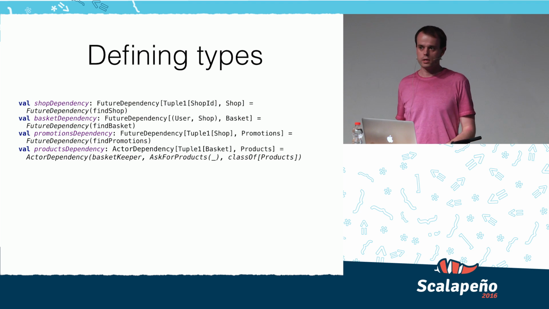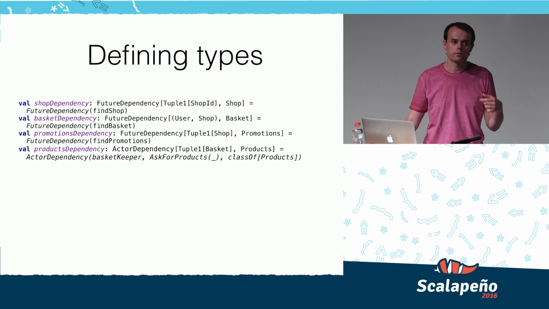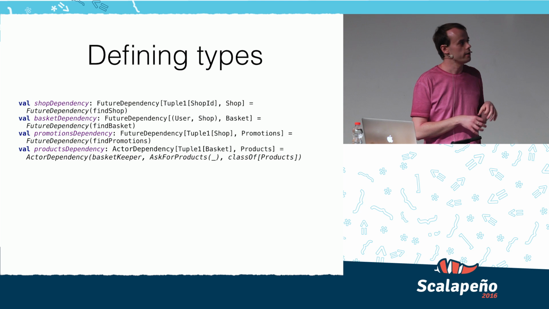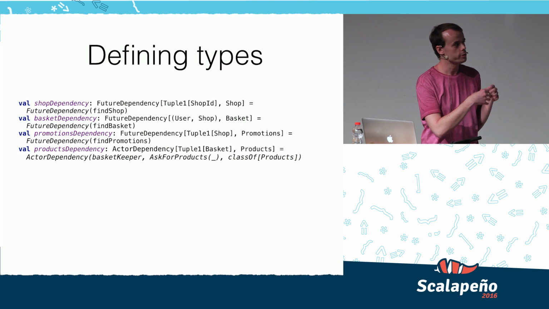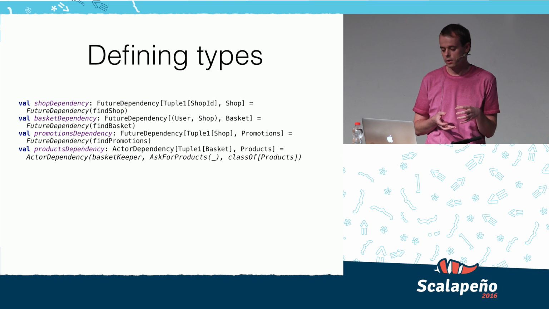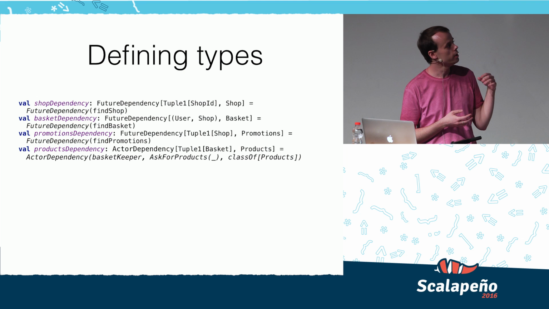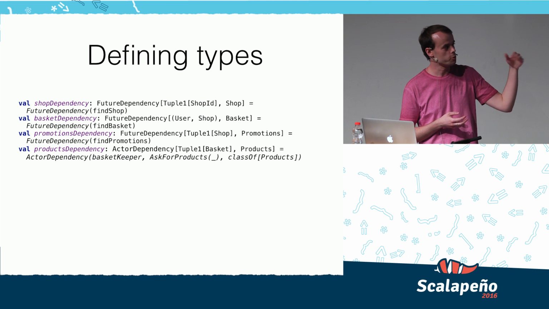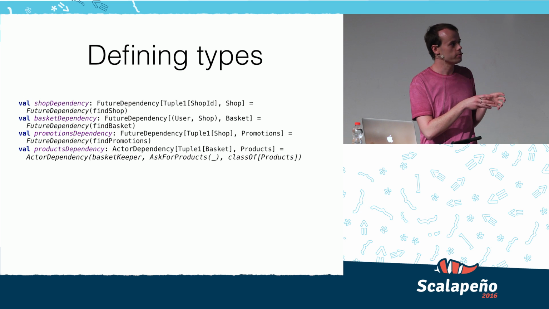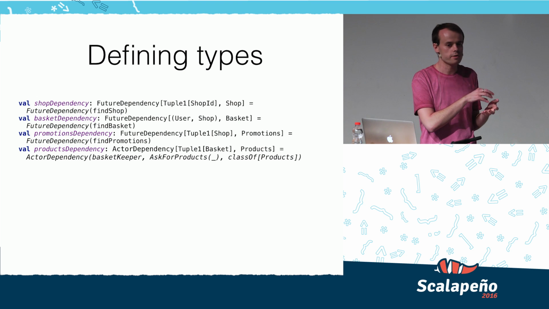Okay, now we also have the dependencies definitions. Basically there are two types, FutureDependency and ActorDependency, and each of them is parameterized with two types. The first type is a generic, any kind of tuple, and it is the set of requirements for this dependency to be built. And the second type is the produced type. For example, if we have a FutureDependency built from a function taking as parameters user and shop, this is the second val, then the first parameter becomes a tuple of size 2, a pair with user and shop, exactly the parameters of the function.